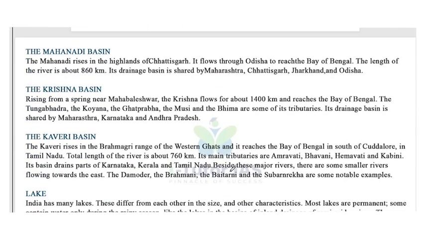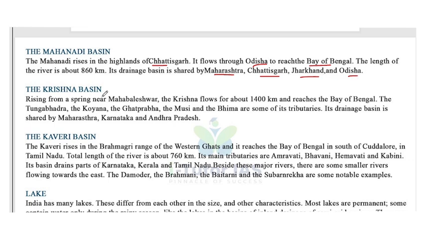Next one is the Mahanadi Basin. The Mahanadi rises in the highlands of Chhattisgarh. It flows through Odisha to reach the Bay of Bengal. So it also flows in the east direction. The length of the river is about 860 km. Its drainage basin is shared by Maharashtra, Chhattisgarh, Jharkhand and Odisha. Okay, so that is the Mahanadi Basin.